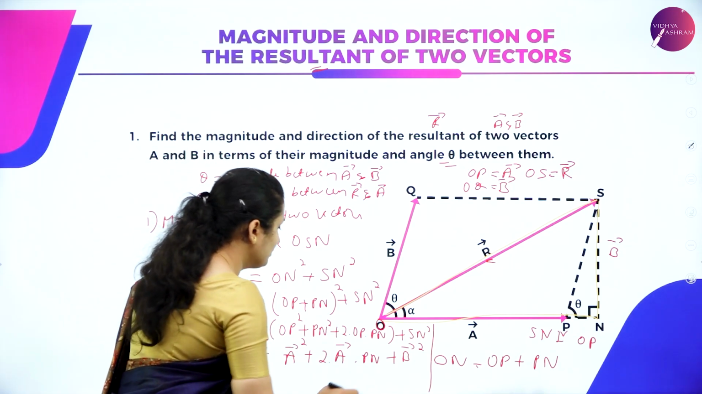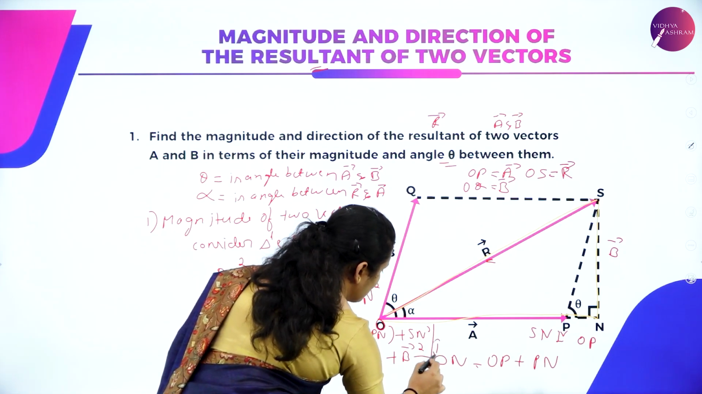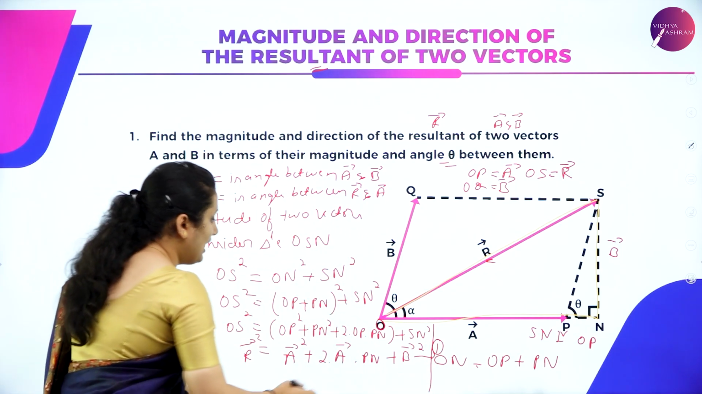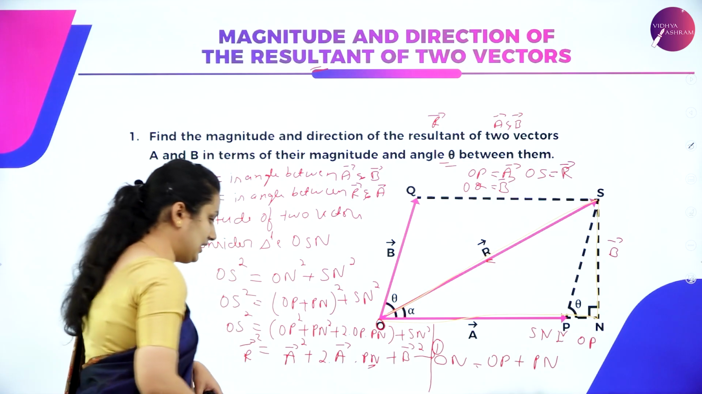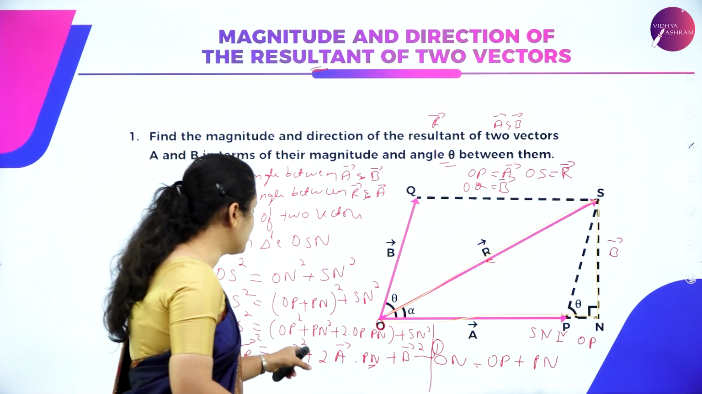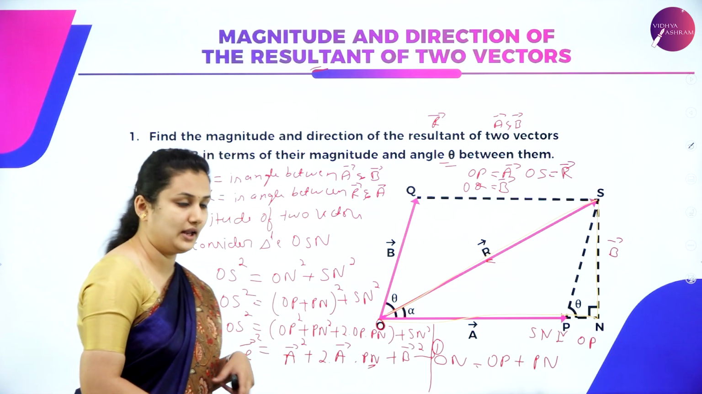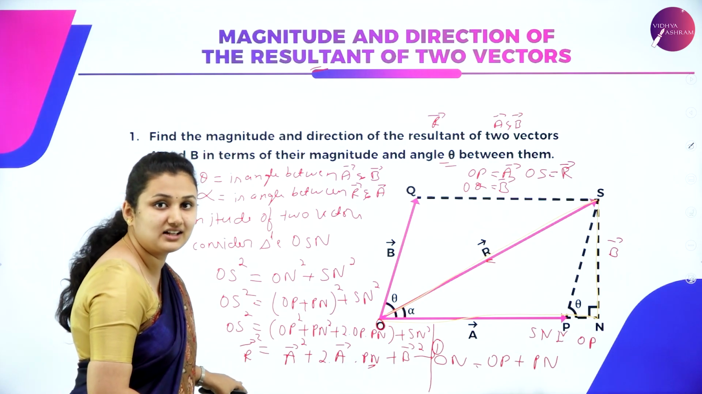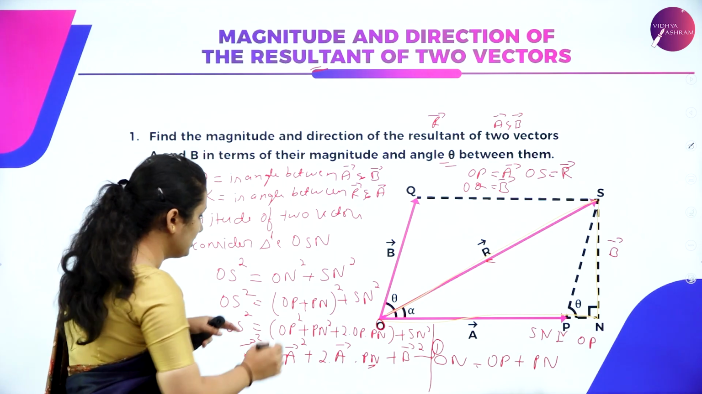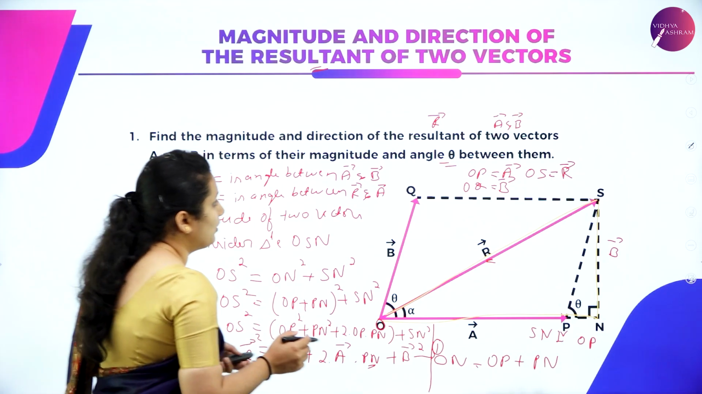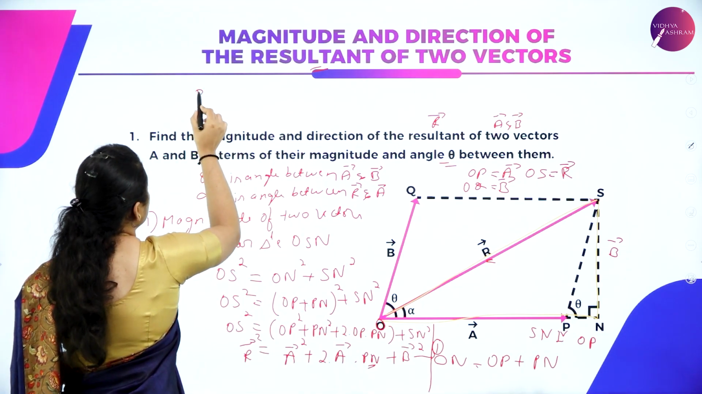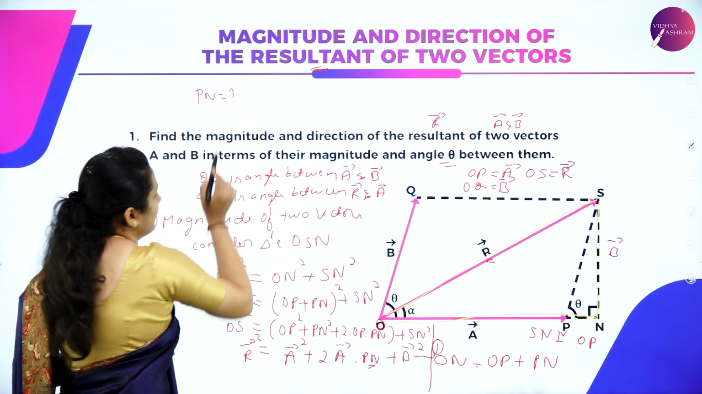So, I want to consider this as equation 1. Equation 1. I want to find out what is PN, to substitute in this equation 1 so that I will get my resultant R square. So, how will I find PN now? What is PN? So, I can substitute.